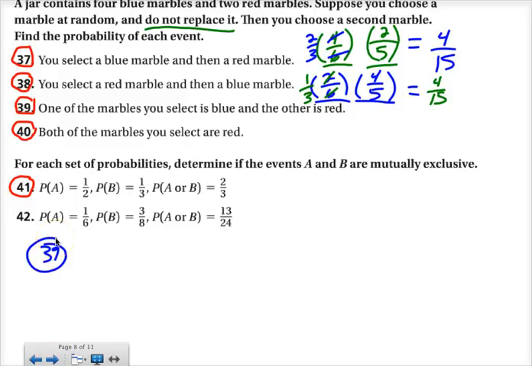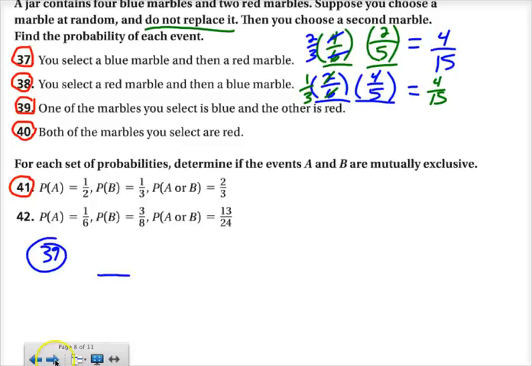Number 39. 39 says, one of the marbles you select is blue and the other is red. All right. So what we have to figure out here is that this is really an or situation, because it could be that we get a blue marble, then we get a red marble. Well, it could be that we get a red marble and then we get a blue marble. So we have to take care of both of those situations and then add them together and see what we get. So for number 39, we're getting a blue marble and then a red marble.